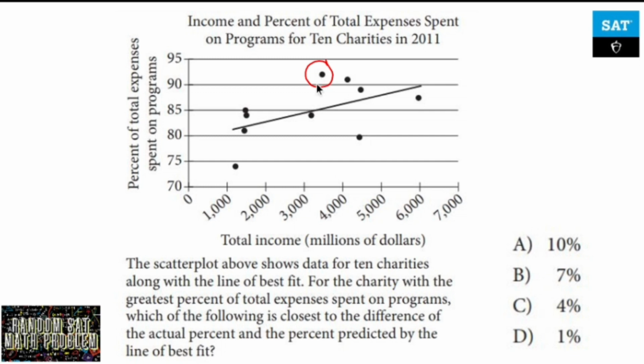This is the point that I want. This is the point that has the greatest percent of total expenses spent on programs. I'm supposed to estimate how far it is from that to the line of best fit. Now, the line of best fit is awfully close to 85. And this goes up to what looks like around 92. So I would say that this is a difference of 7 percent-ish. So I'm going to go with B.